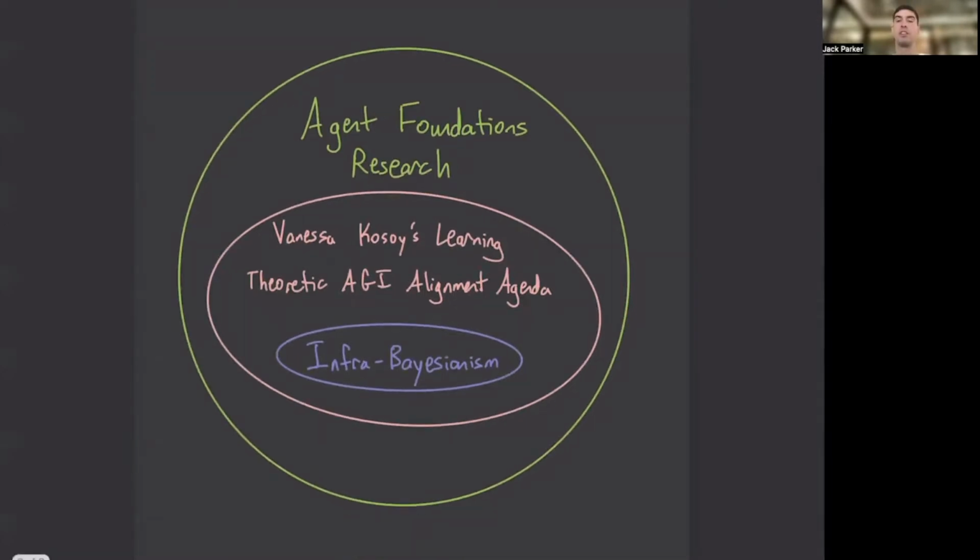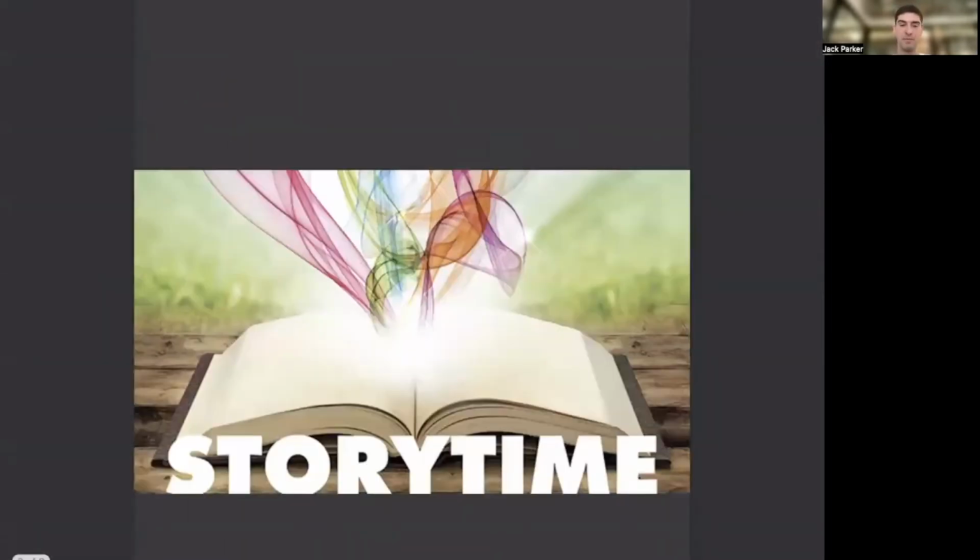One thing I want to make clear here is that you don't need to be enthusiastic about Vanessa's entire research agenda in order to think that developing IB further is worth the effort. IB helps solve a particular theoretical problem called non-realizability, which we'll be defining later. And non-realizability pops up in lots of research agendas, not just Vanessa's research agenda. To help you understand the Agent Foundations research agenda, I want to start off by telling you a story.